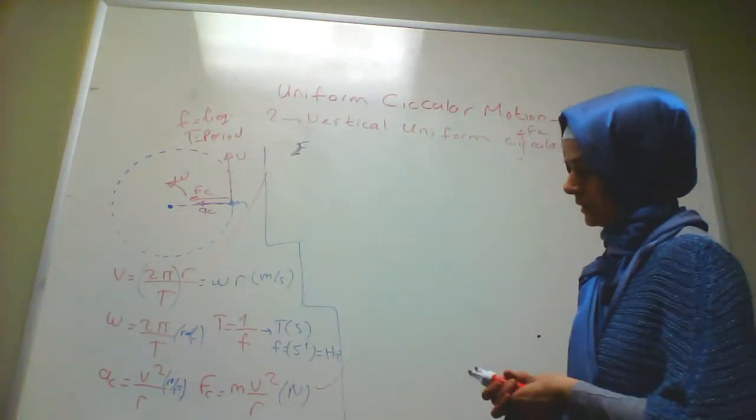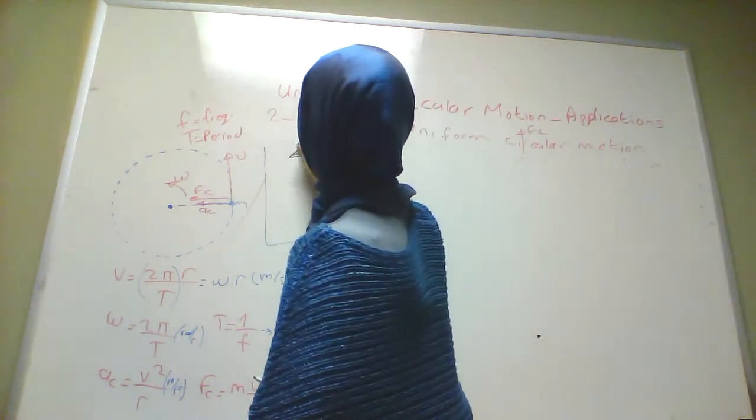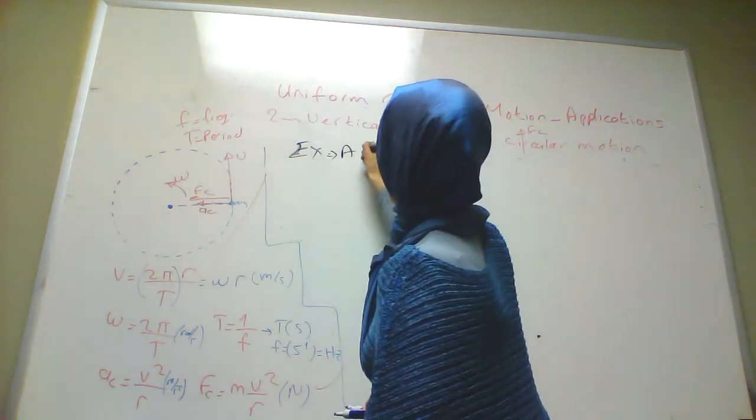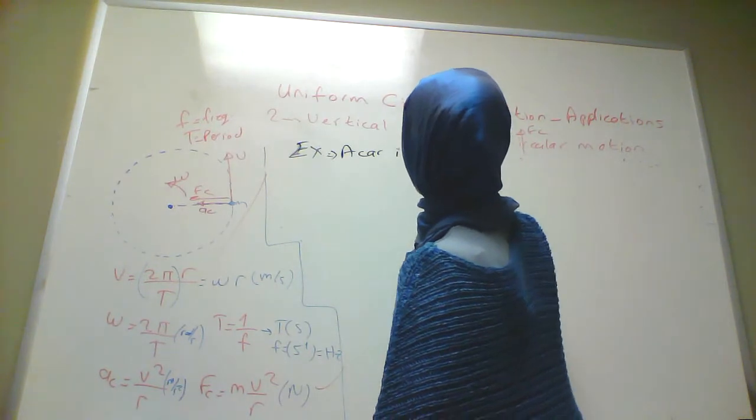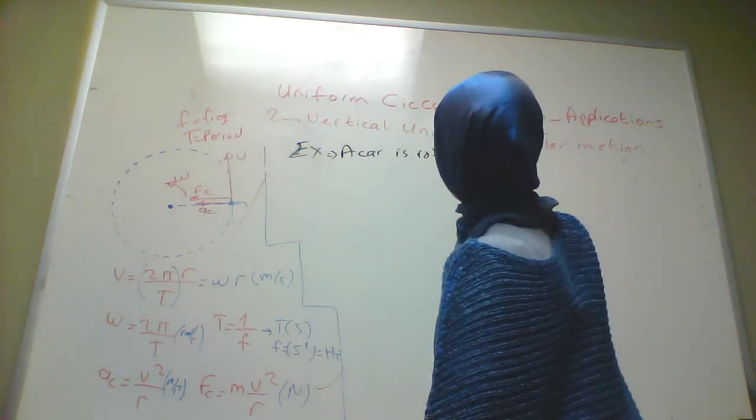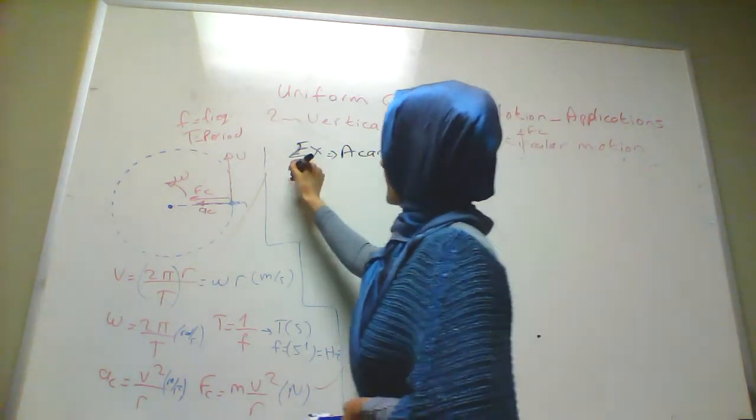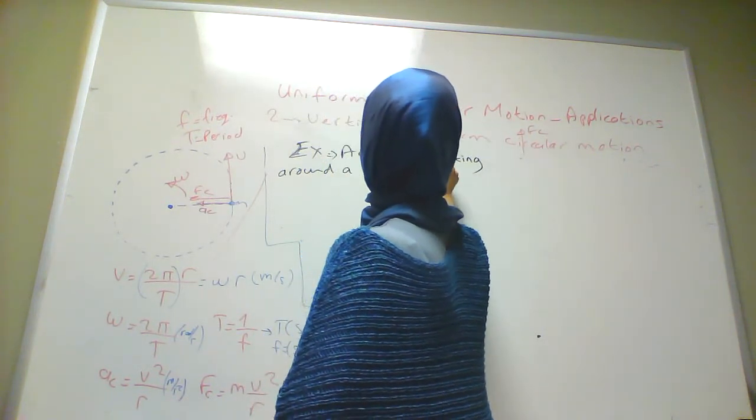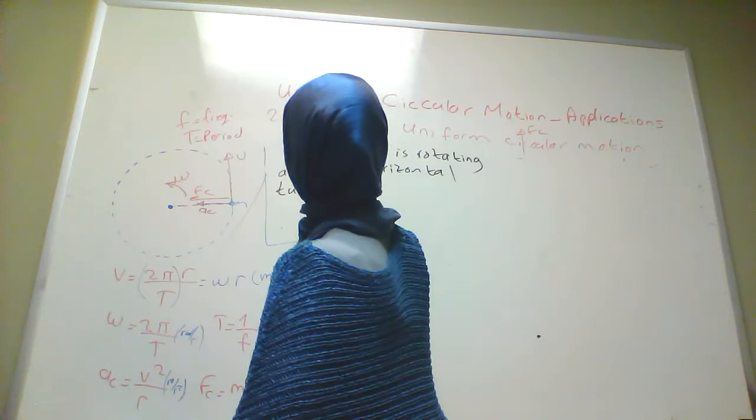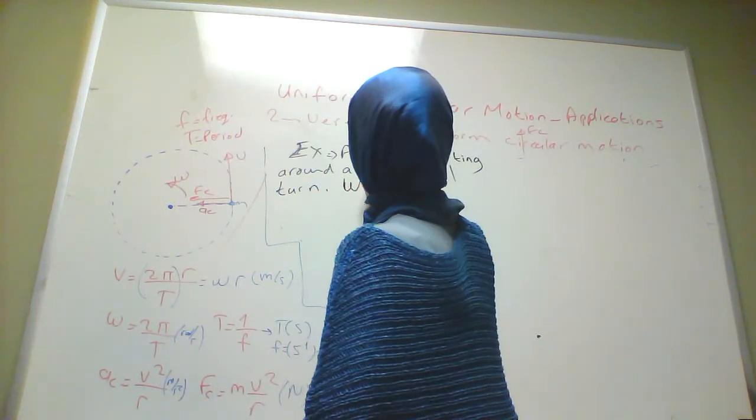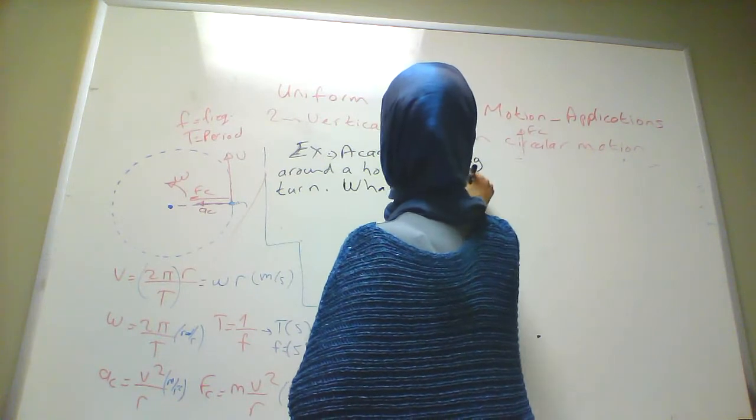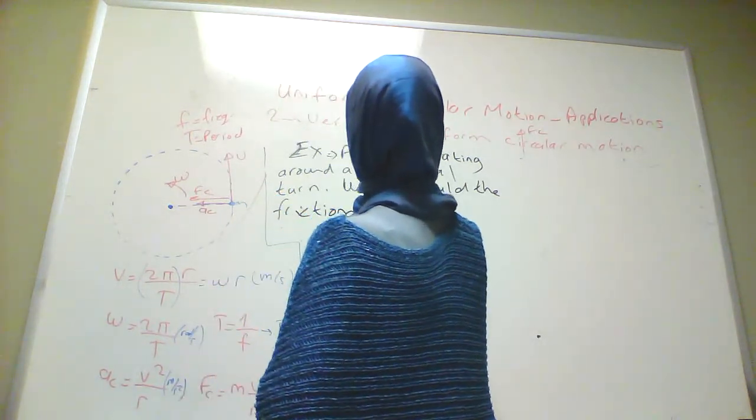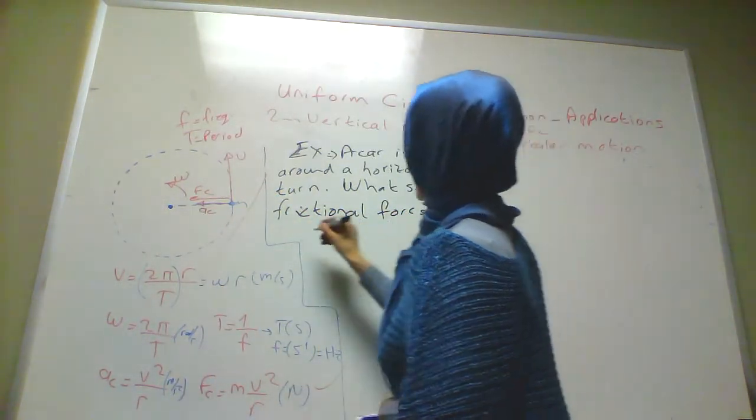In the class, we first look at an example of what happens if the road does not have any angle. So a car is rotating around a horizontal turn. I think we talked about this in the previous lecture as well. What should the friction, or frictional force, acting on the car be?